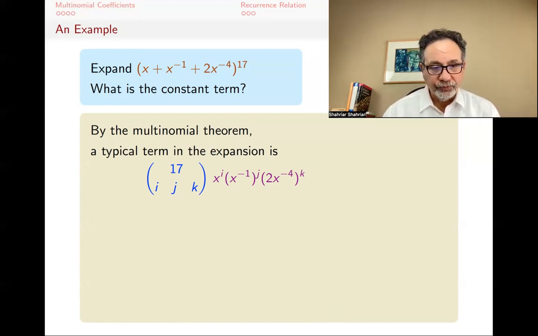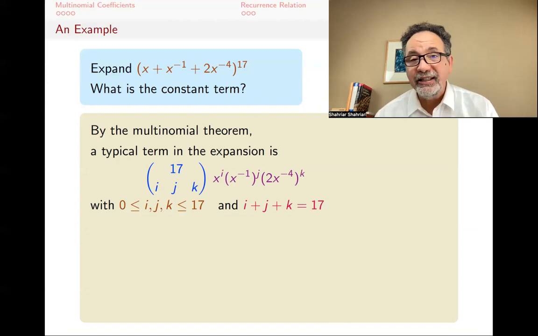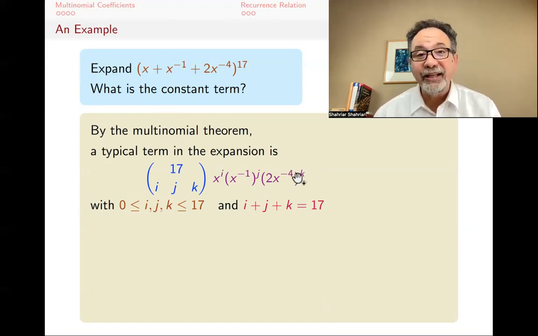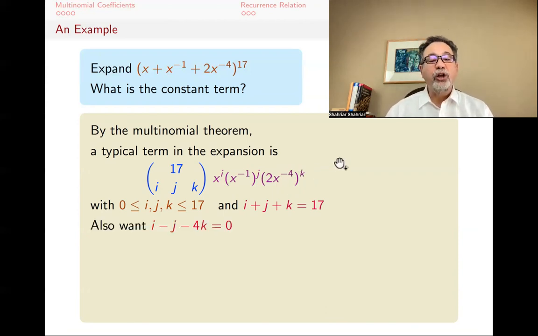And what are i, j and k? They're between 0 and 17, and they have to add up to 17. So they're all non-negative, and they have to add up to 17, so none of them can be more than 17. But more than that, we don't want all the terms. We want only the constant term. How am I going to get a constant? I'm going to get a constant if all the x's cancel. That means i minus j minus 4k, because (x to the minus 4) to the k is x to the minus 4k, is 0. So I also want i minus j minus 4k to be 0. So you have to find all the solutions to these two equations with those restrictions.